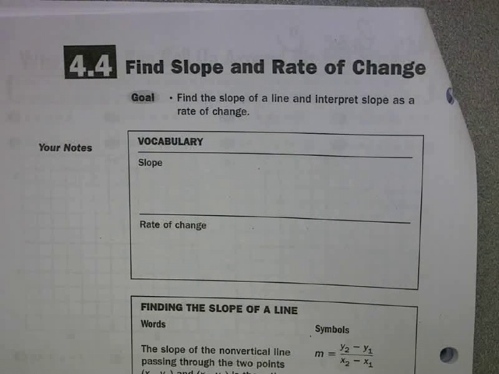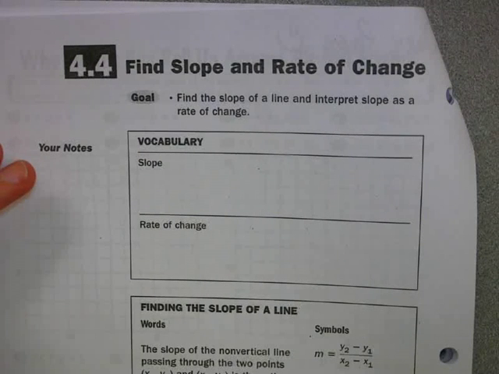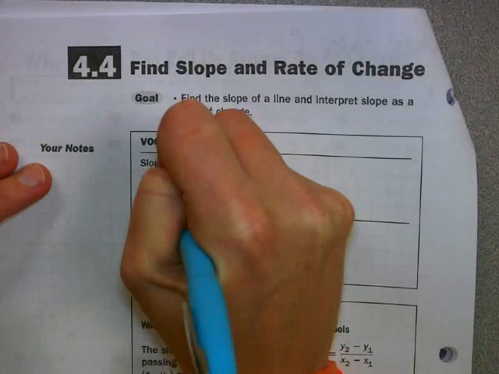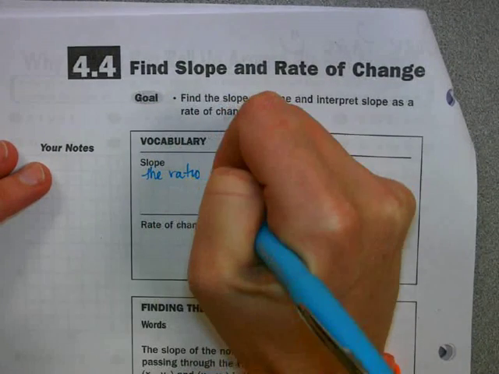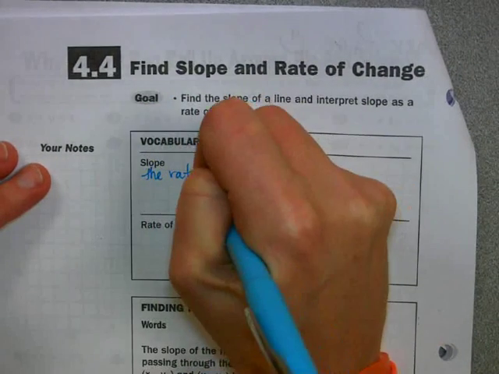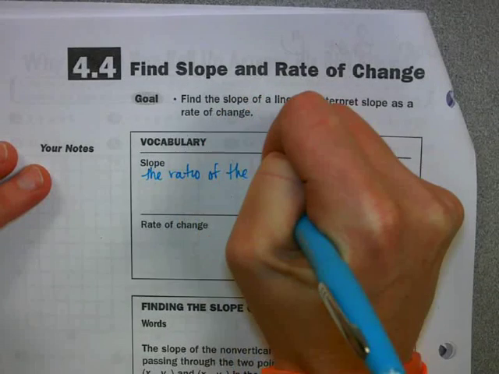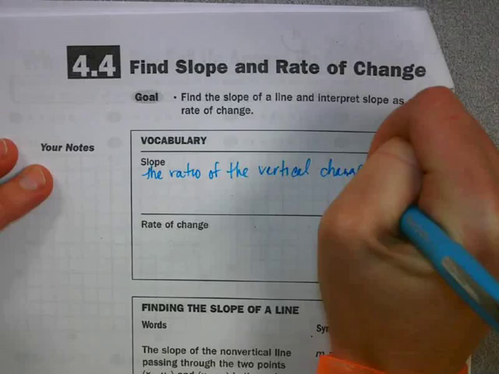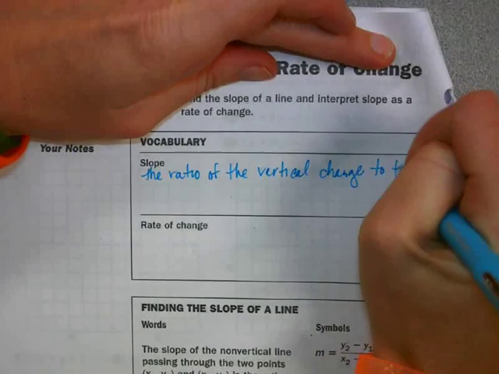All right, welcome to slope and rate of change notes. We're first going to define slope, and slope is the ratio of the vertical change to the horizontal change. And this is when you're graphing a line, so it's the ratio of the vertical change to the horizontal change.